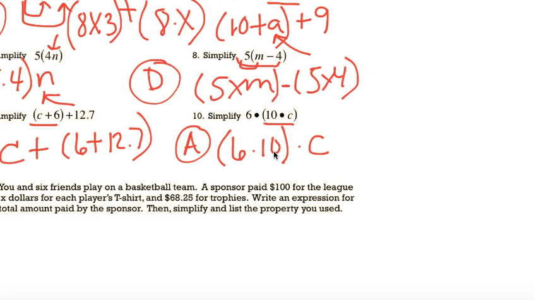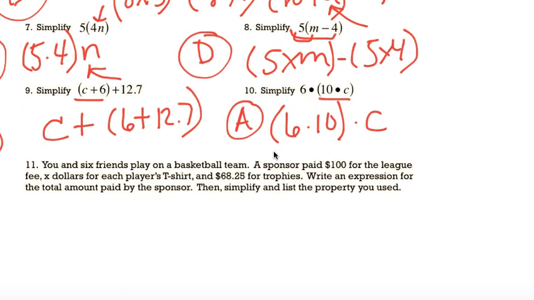Last is problem number 11. It says you and 6 friends are on a basketball team. A sponsor paid $100 for the league fee, X dollars for each player's t-shirt, and $68.25 for trophies. Write an expression for the total amount paid by the sponsor. Then simplify and list the property that you used. So, you and 6 friends, that would be a total of 7 people.